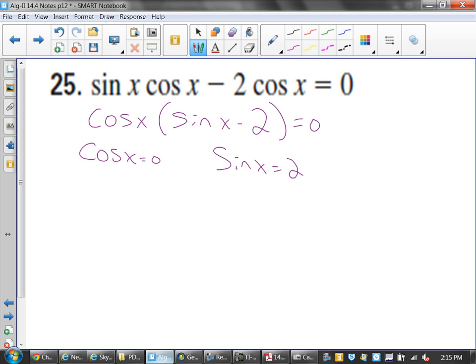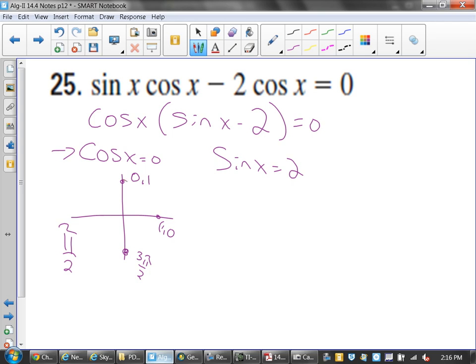Where is cosine equal to 0? Start thinking about ordered pairs. If I'm at 0, that's 1, 0, isn't it? It's not 0. It's at pi over 2. Where else is it at? 3 pi over 2. So my solution here would be at pi over 2 and 3 pi over 2, but it's asking for the general solution.